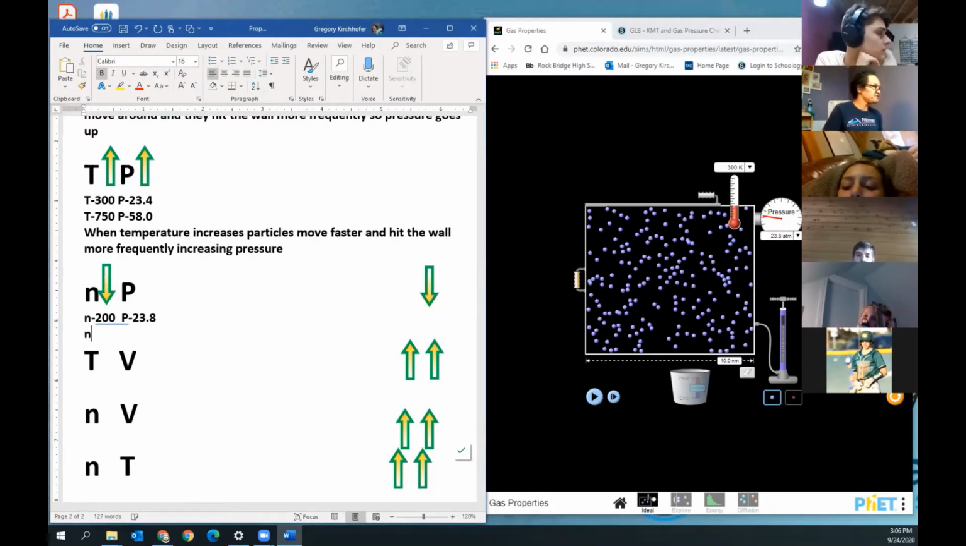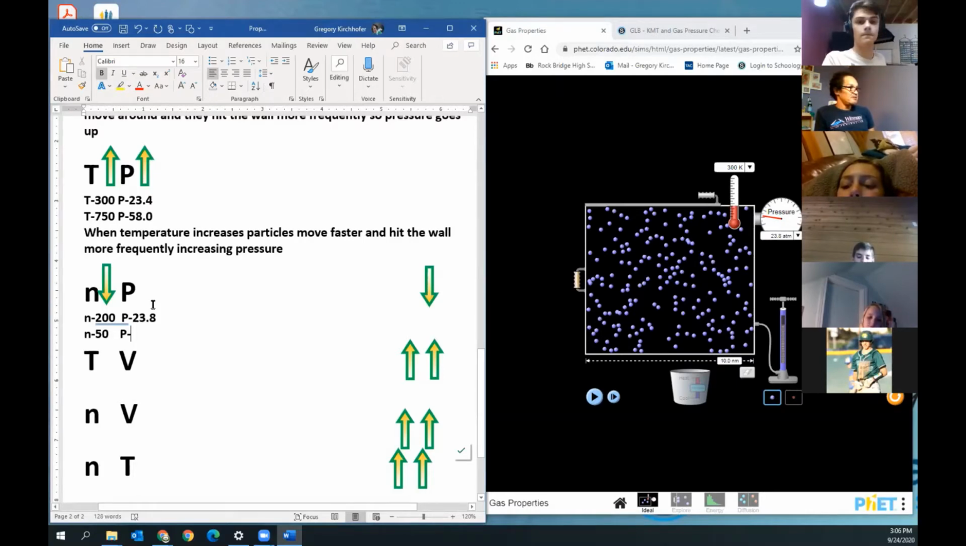And we're going to decrease it. So let's make it really small. How about 50? Let's find out. So here we want the temperature to stay the same now, right?